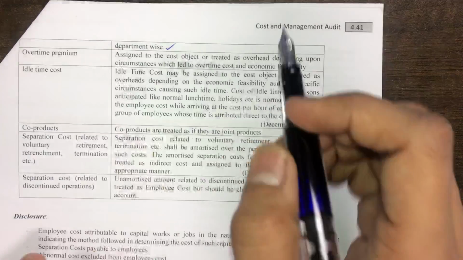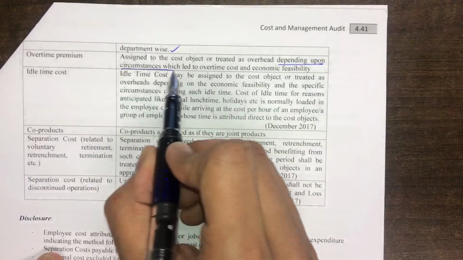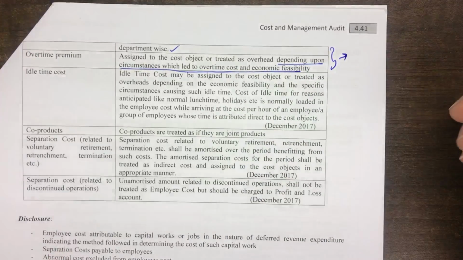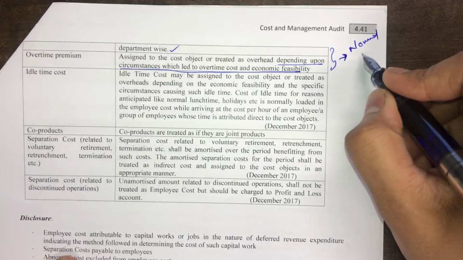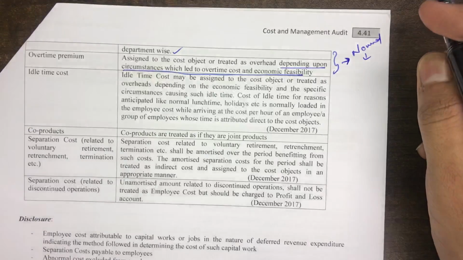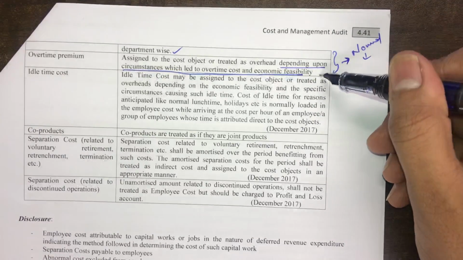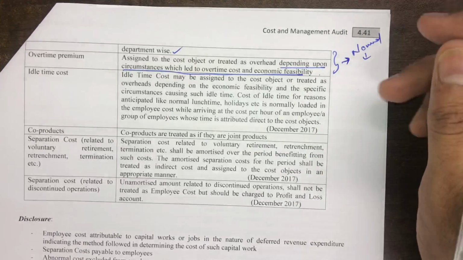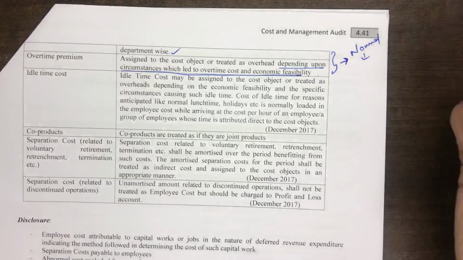Overtime premium is to be assigned to the cost object depending upon the circumstances in which the overtime cost was accruing. So if overtime is accruing due to normal reasons, then you can directly debit the cost center which is leading to such incurrence of overtime. But if the overtime is due to abnormal reasons, then it should not be debited to the cost sheet, but should be directly taken to the costing P&L account.